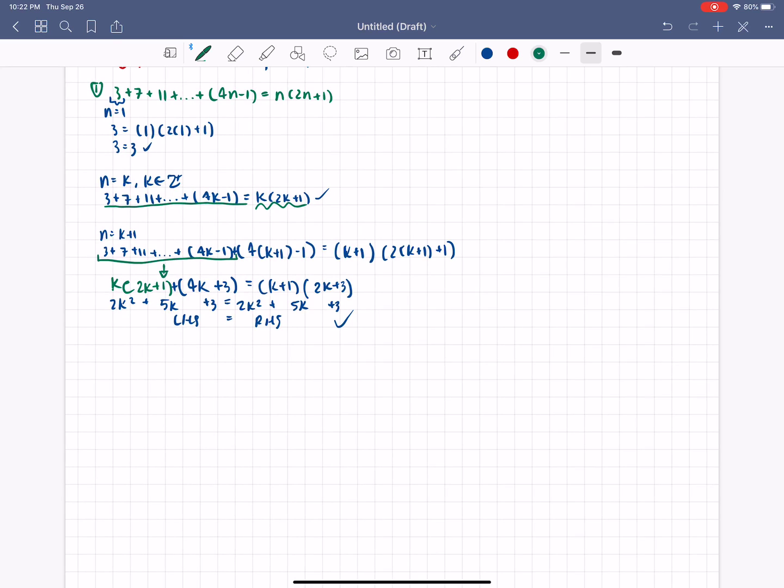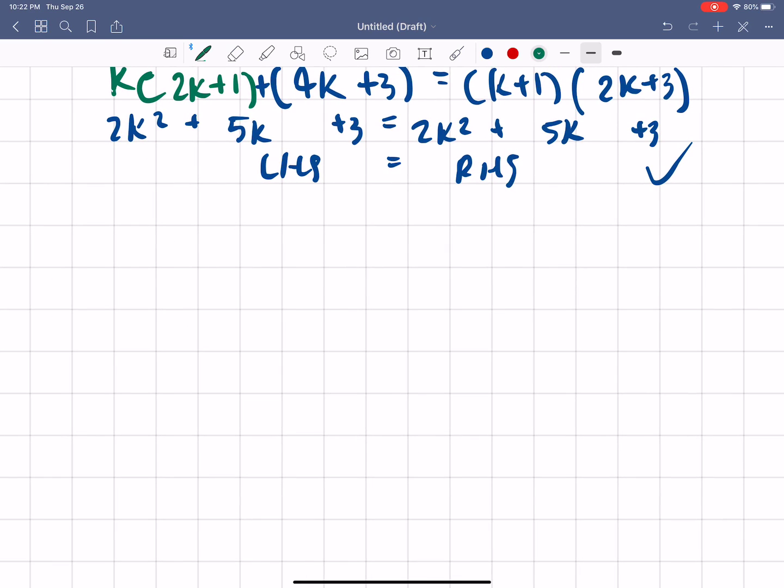Another example, a more common example you might see in the HL syllabus is this one. We use induction to prove that.